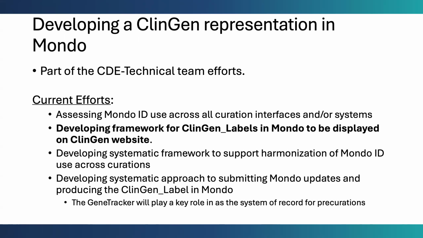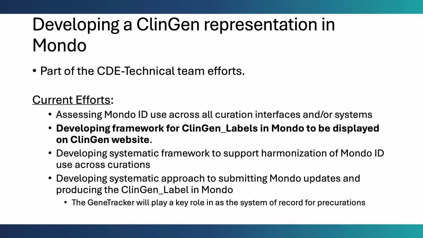But obviously we want to do something better and more improved for you. So our technical team that meets is really working on ways for us to assess our Mondo ID use across all our interfaces and systems. We want to make sure that we're getting the information from the exact same place. We know our source of truth and that we can all be consistent on how we use it across these systems. We also are developing a framework for the ClinGen labels in Mondo to be displayed on the ClinGen website. This is highlighted because we want to recognize for you, this is your number one request. If you're doing all this work to put a ClinGen label, why is it not displaying? We're working on that. And in fact, I'll show you, we already have a ClinGen representation of Mondo, and that's going to help all our systems point to that to get those ClinGen labels that you all have developed.